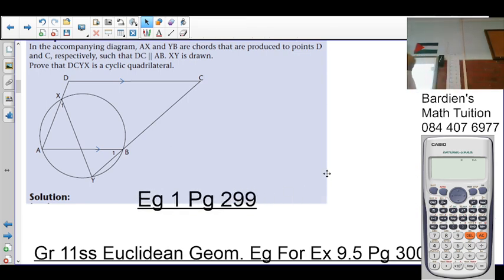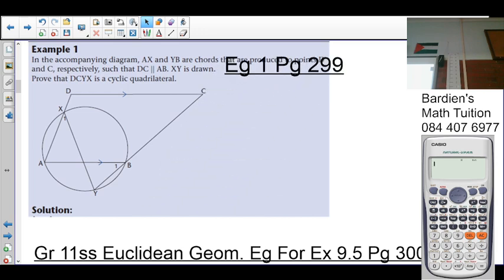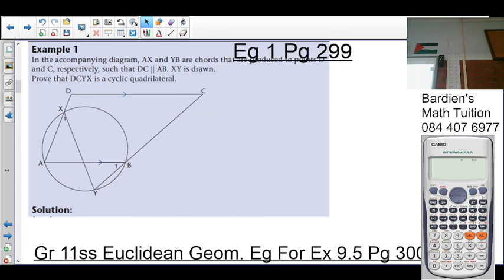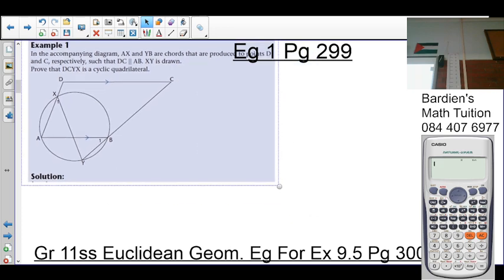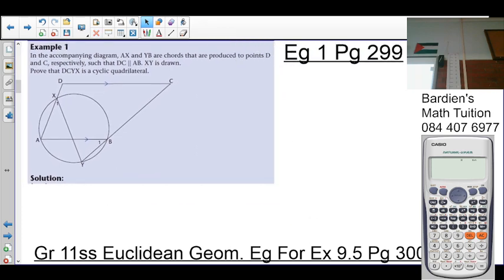So we are told in example 1 on page 299, in the accompanying diagram, AX and YB are chords that are produced to points D and C respectively, in that order, such that BC is parallel to AB. So we can use corresponding angles, we can use co-interior angles, and there are no alternate angles that are evident there. Importantly, at this point we know that B1 is equal to angle C.